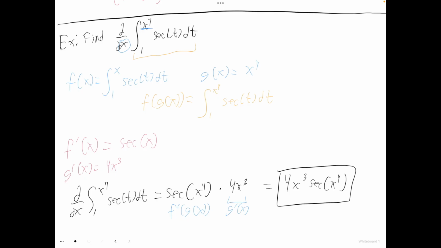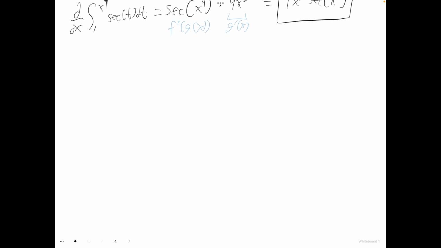And again, we had to use the chain rule here because the Fundamental Theorem of Calculus only applies when the thing we're taking the derivative with respect to is in the upper bound. And by the thing we're taking the derivative with respect to, it has to be that exact variable. Okay, so let's look at one more example just to make this clear.